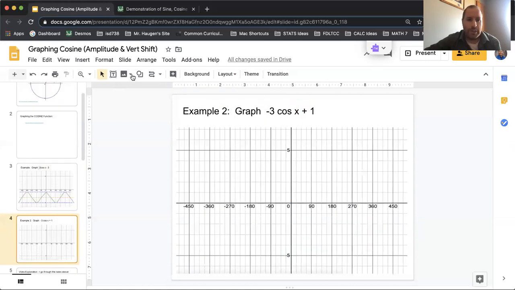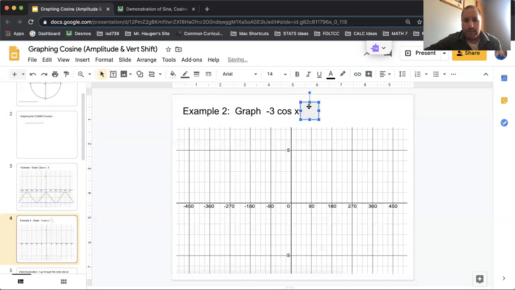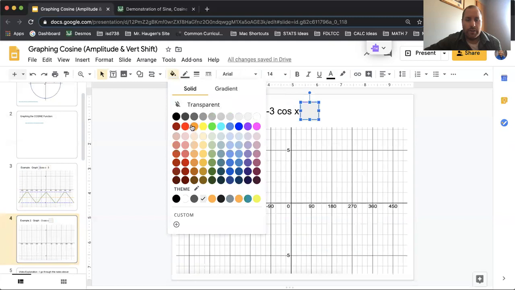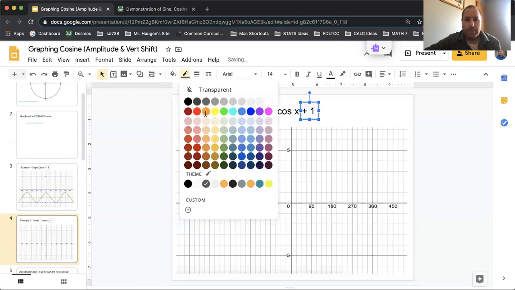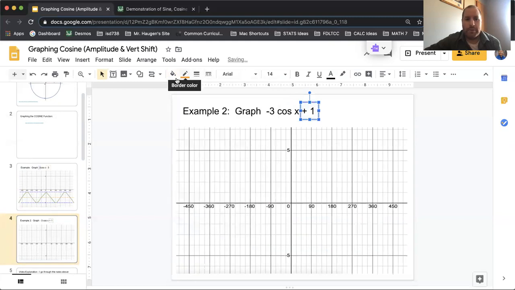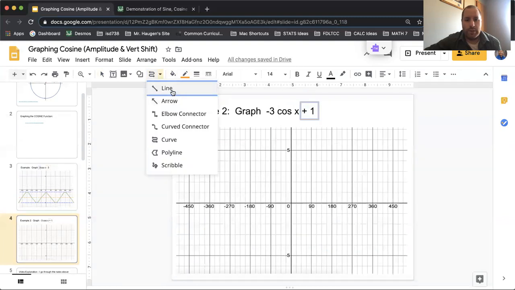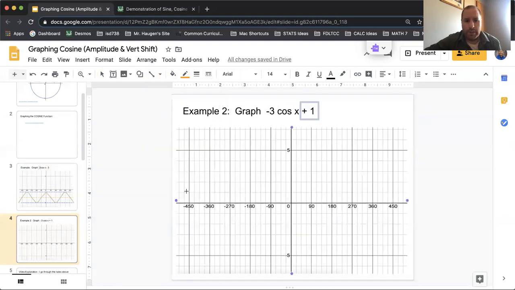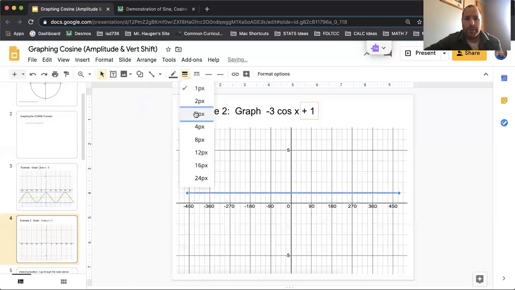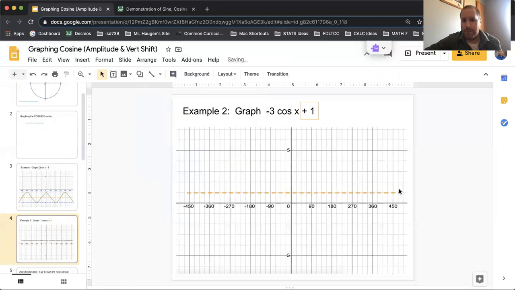So we'll do one more example here. I'll put one more on here. Again, okay, here's our spot. So we don't want to color that in, but we'll make it orange. And we'll say, all right, let's put an orange line at +1. That's where the middle of the graph is going to be at. So we'll put that there. Okay, middle vertical shift, +1.